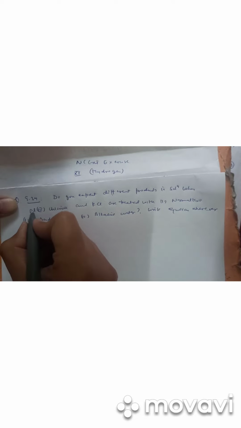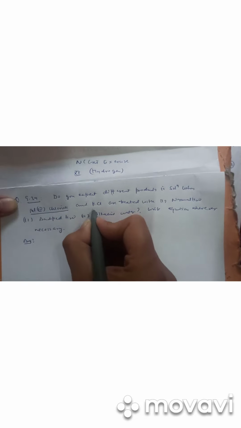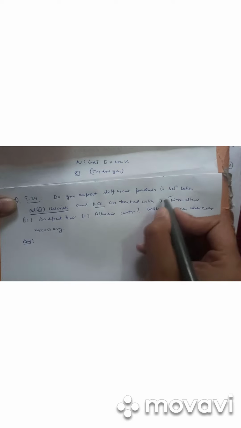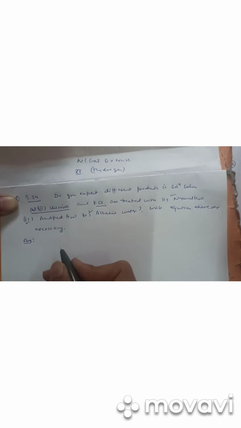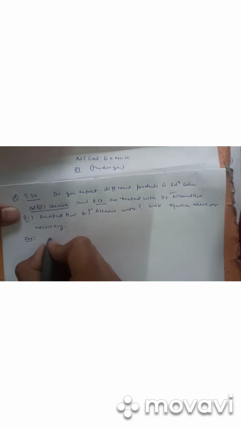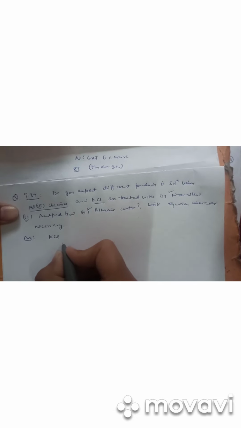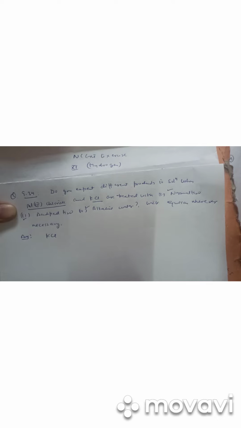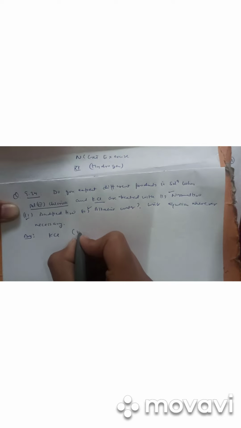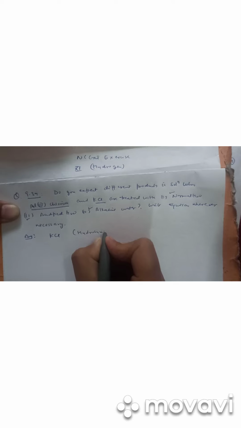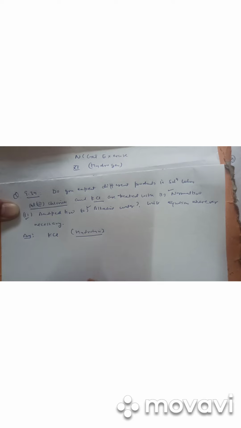So you have to treat aluminium chloride and potassium chloride with these three agents. Now we all know that KCl is a salt of strong acid and strong base, so those salts do not undergo hydrolysis. The condition to undergo hydrolysis is that the salt should be either a salt of strong acid and weak base, or weak acid and strong base.